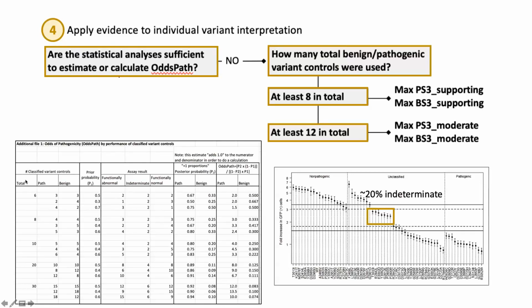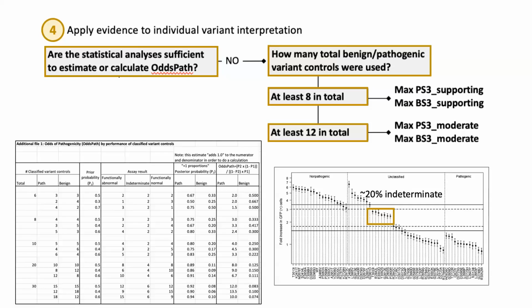So here you see a snippet of the table that we used to make these estimates. If you had 6 total classified variants to start with, and 3 of them were pathogenic and 3 of them were benign, then your prior probability of 0.5 would give you an ultimate odds of pathogenicity of 2 and an odds that it's benign of 0.5.